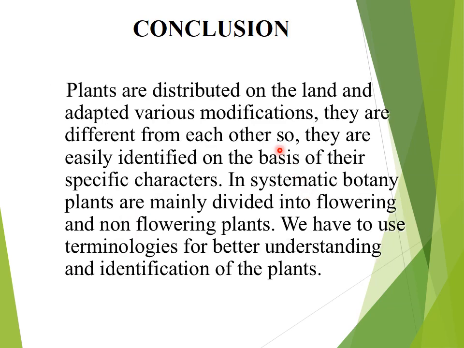Conclusion: the plants are distributed on land and adapted with various modifications, and they are different from each other, so they are easily identified on the basis of their specific characteristics. In systematic botany, plants are mainly divided into flowering and non-flowering plants. We have to use the terminologies for better understanding and identification of the plants.